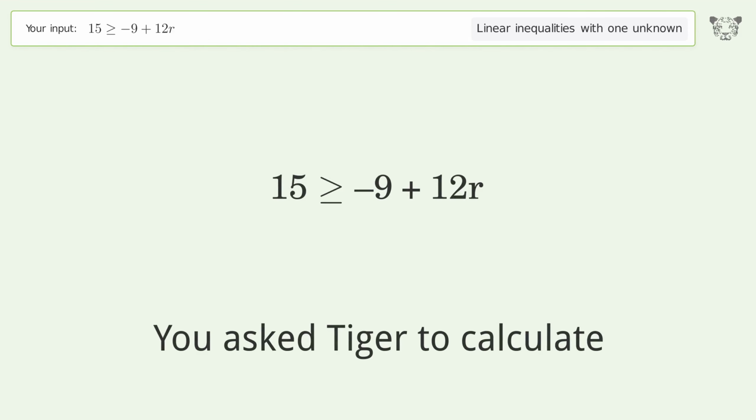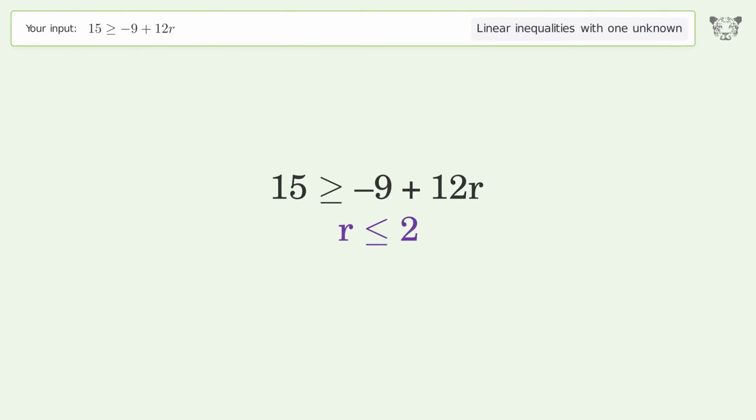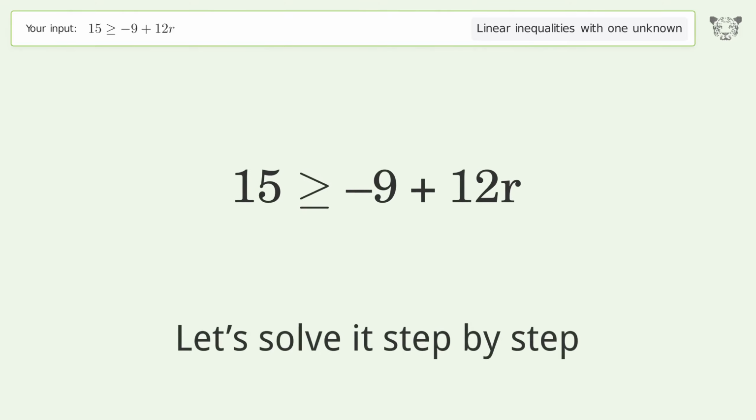You ask Tiger to calculate. This deals with linear inequalities with one unknown. The final result is r equal or smaller than 2. Let's solve it step by step.